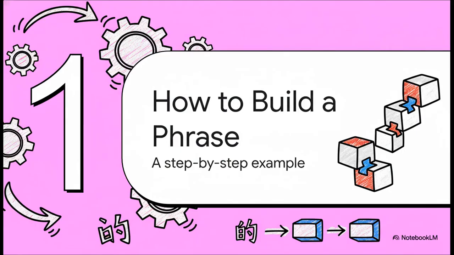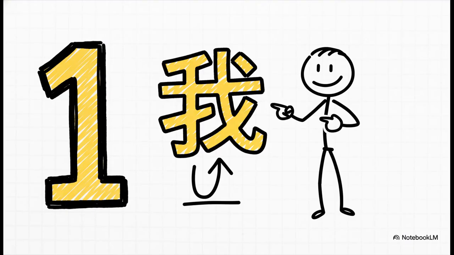Okay, so we've got our key. Now let's actually learn how to use it. We're going to build our very first possessive phrase step by step. And doing it this way will really help you see just how consistent and logical the structure is. So step one is always the same. You start with the owner, the possessor.